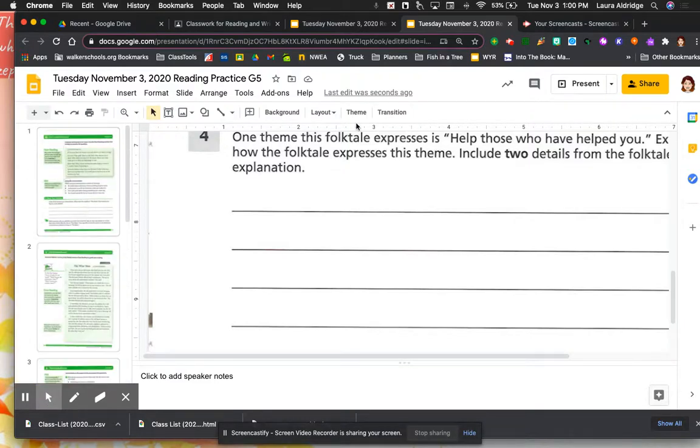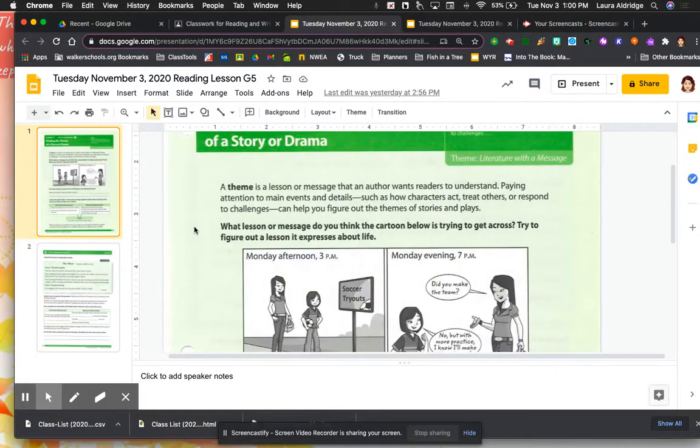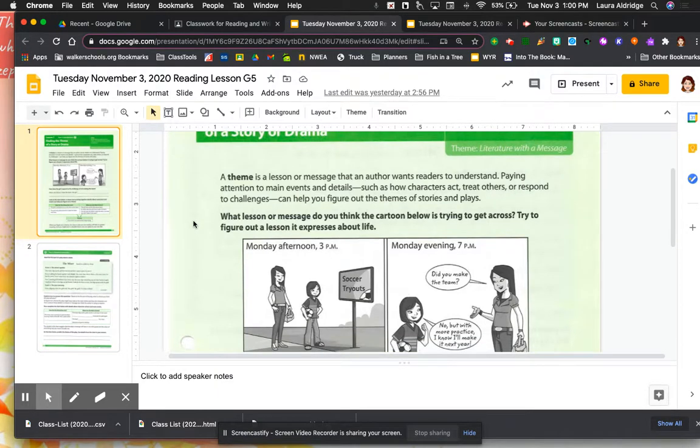All right, so let's recap really quickly. Theme. Theme is a lesson or a message that an author wants you to understand. You need to pay close attention to those main events and details to show how characters act, treat each other, or respond to challenges. Remember, themes are big lessons in life, not just specific to the characters. All right, I look forward to talking to you tomorrow about theme.